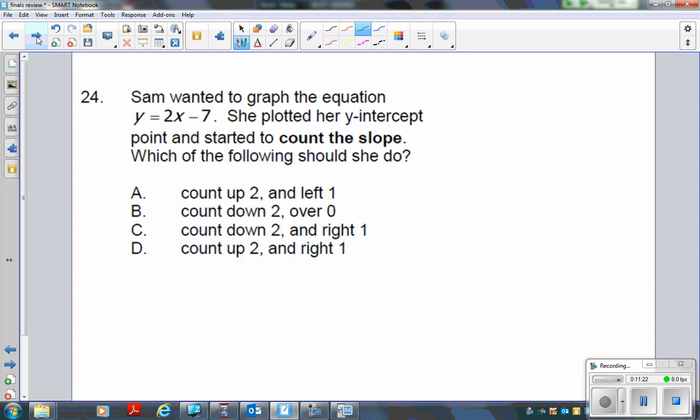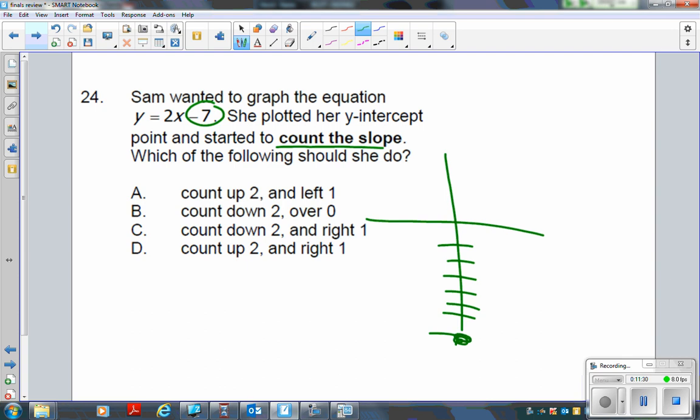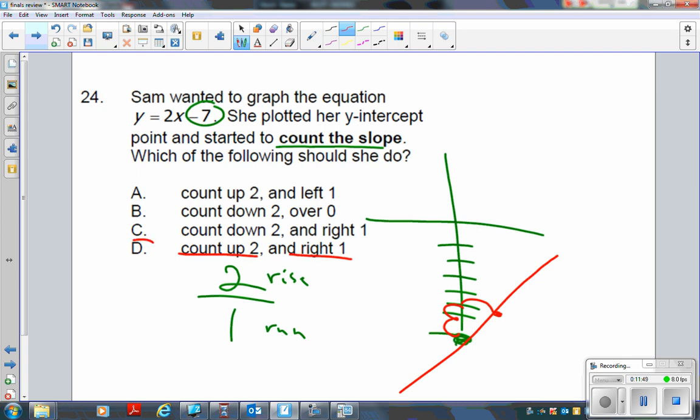All right, here we go right here. They say, how do you count the slope? Well, that's pretty easy. You start on the y-intercept. That's where you put your dot. And then you go to the slope, which is 2 over 1, which means you rise 2 and you run 1. That means from this dot right here, you're going to go up 2 and you run to the right 1. And that's how you graph it. So up 2, right 1.